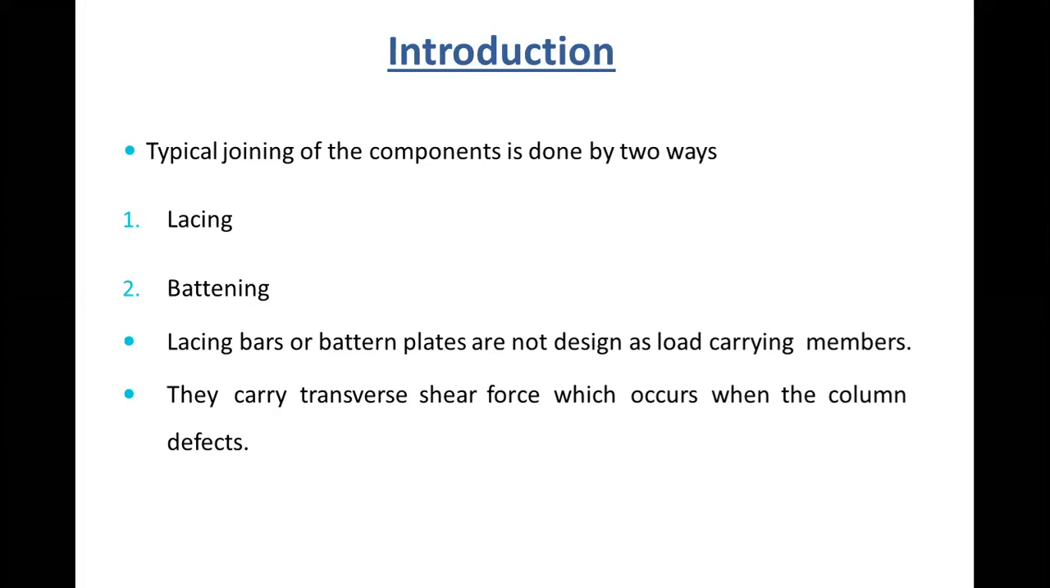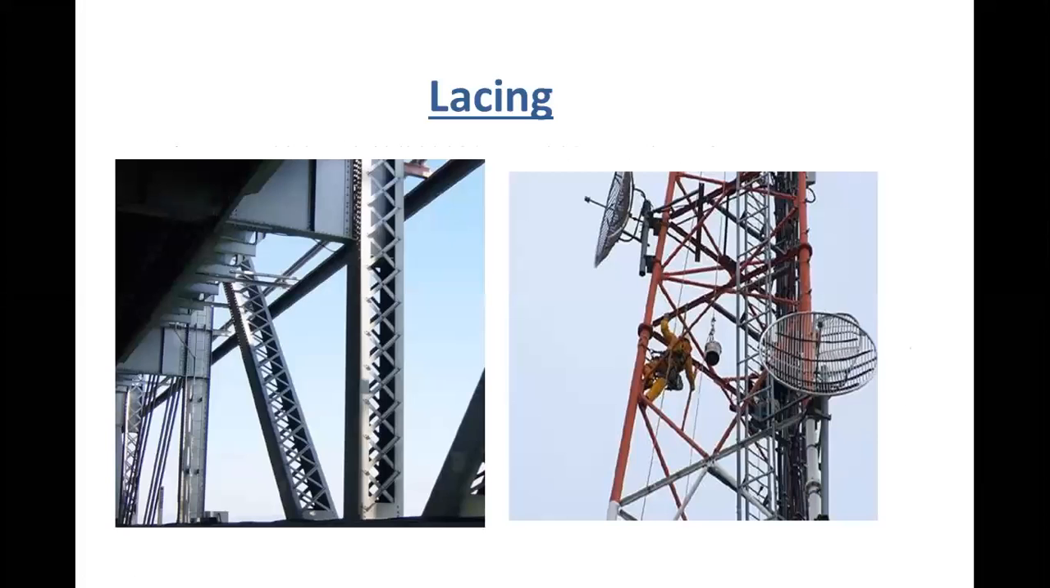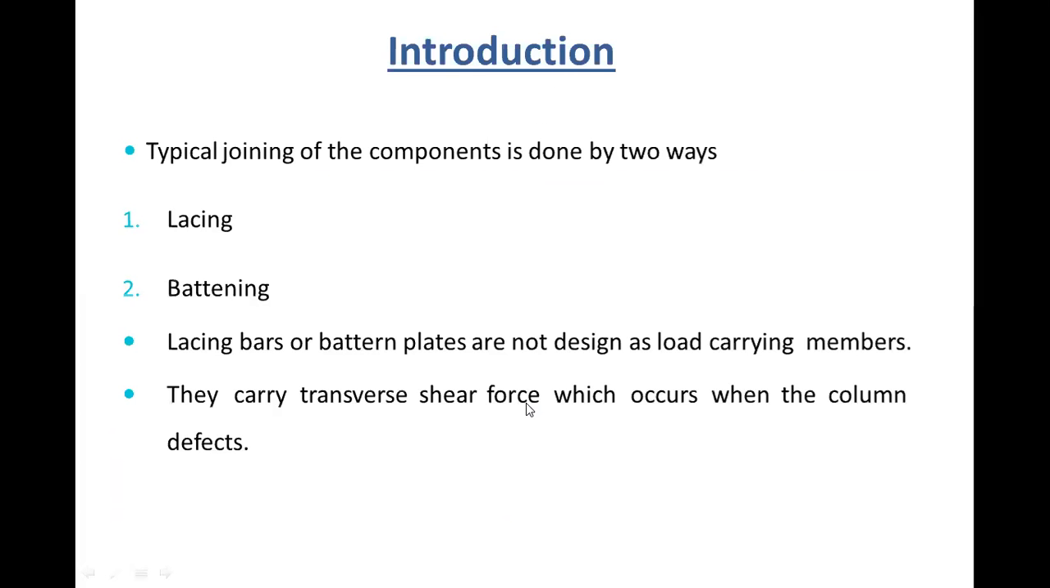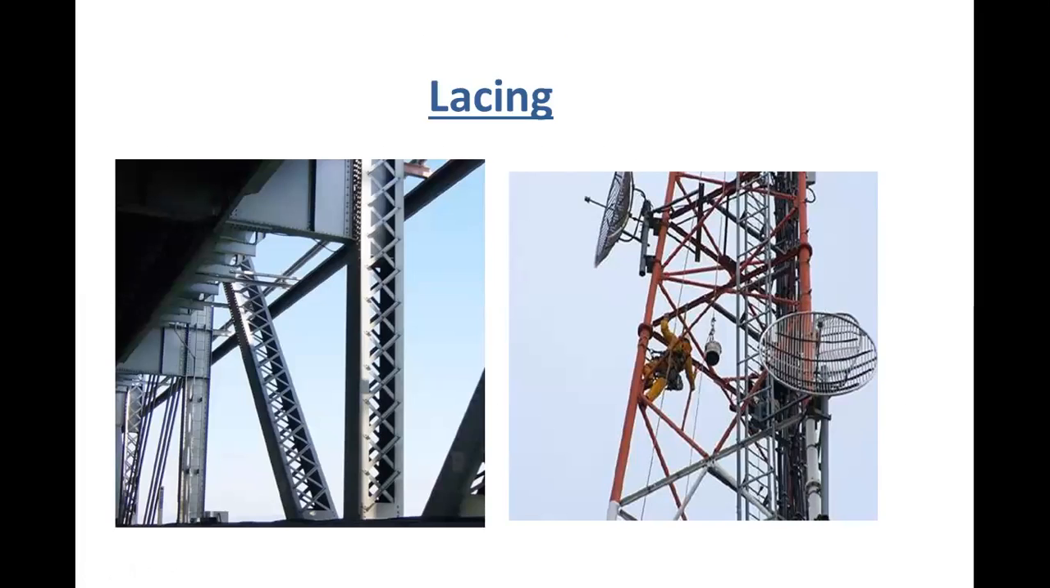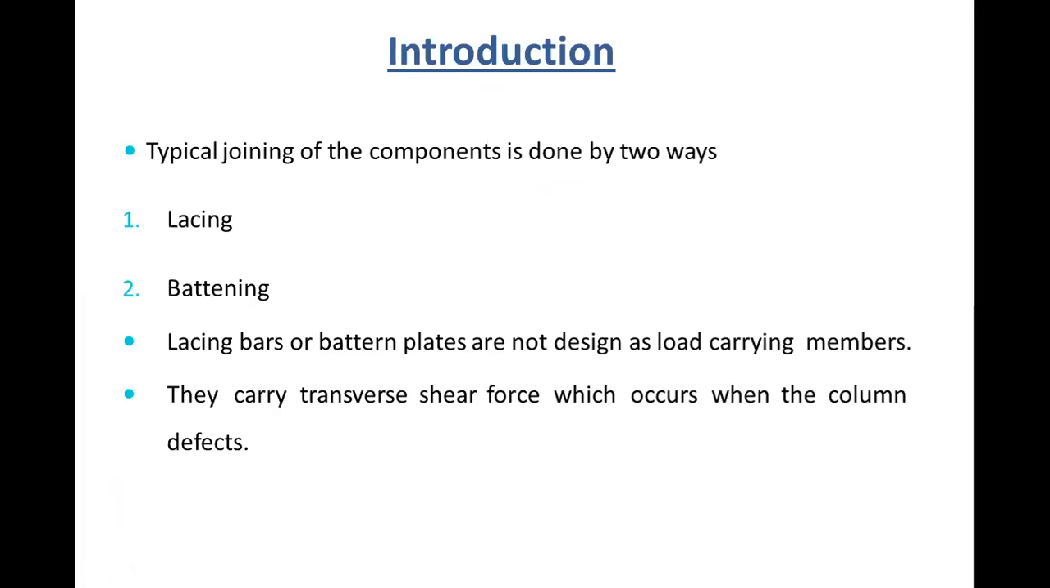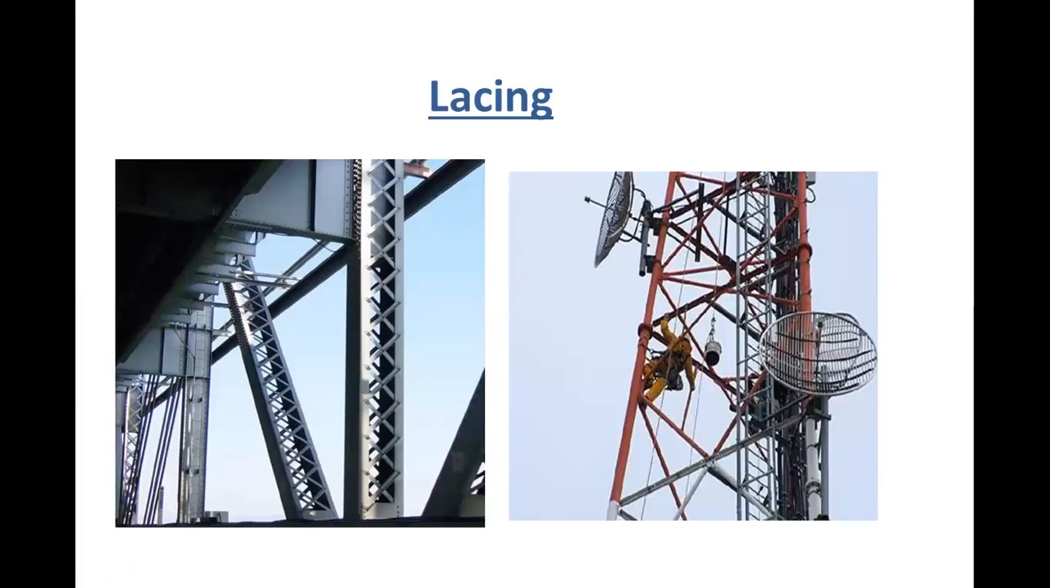Lacing bars or metal plates are not designed as load carrying members. They carry only transverse shear forces which occur when the column deflects, right? In this figure, this cross is provided, which is lacing. Lacing and battening are also not designed as load carrying members but as support members, which transfer the shear force which occurs when the column deflects. So it prevents deflections in a column, right?